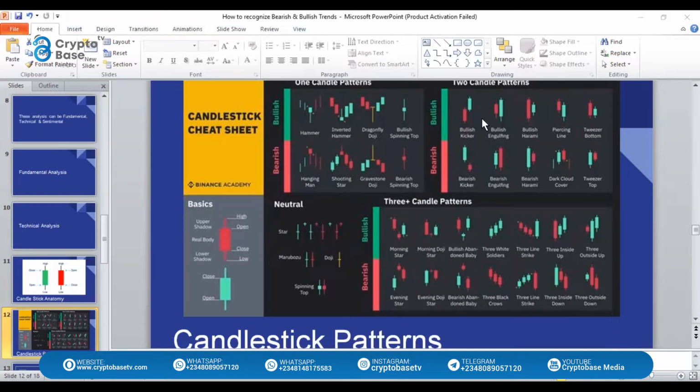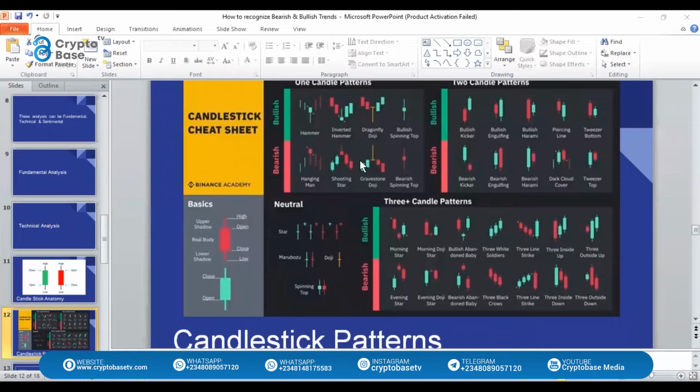So we have this candle cheat sheet. We have different patterns of things. I was talking about the candlestick patterns, like the hammerhead. This one right here is the hammerhead.